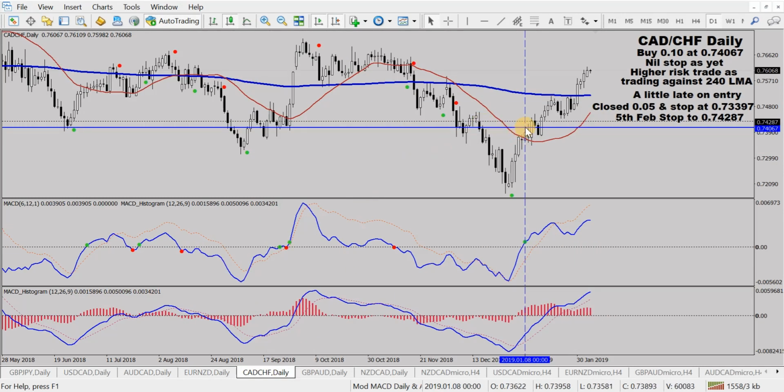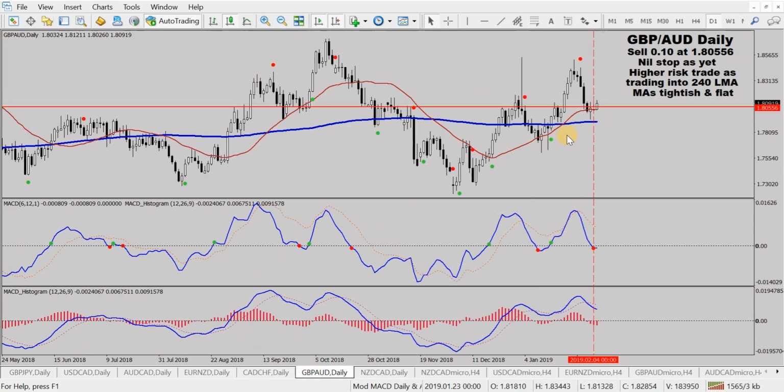CAD Swiss in a buy down here, up nicely through the 240 LMA and still heading up. I moved my stop up this morning to 0.74287, so below this low, above the entry level, and under the 25 SMA. So looking good there.